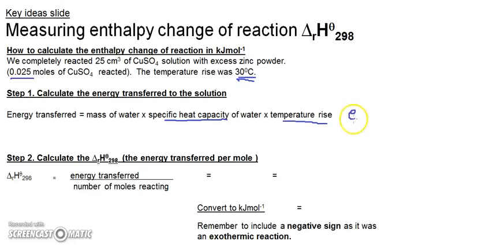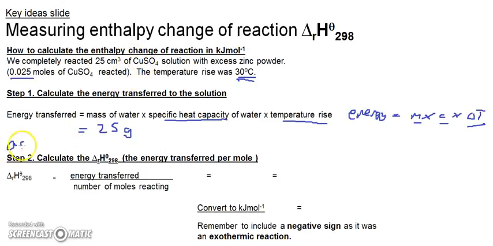You may have seen it in the form energy equals M times C times delta T, mass of water times the specific heat capacity times the change in temperature. So let's put in our numbers. First of all, the mass of water. Well, we're going to make some assumptions here. The first assumption is that we used 25 grams of water because we used 25 centimeters cubed of copper sulfate.